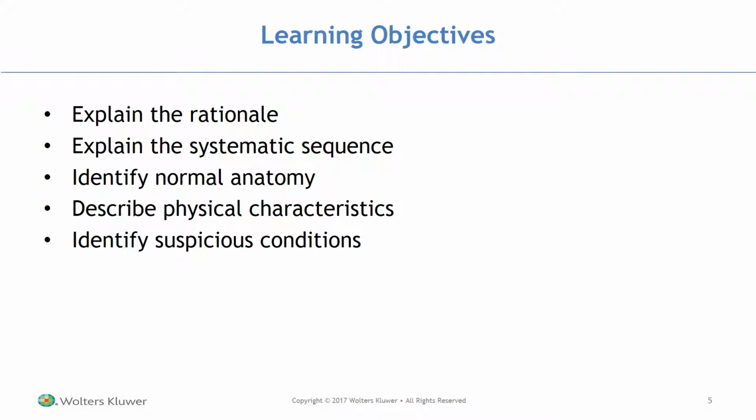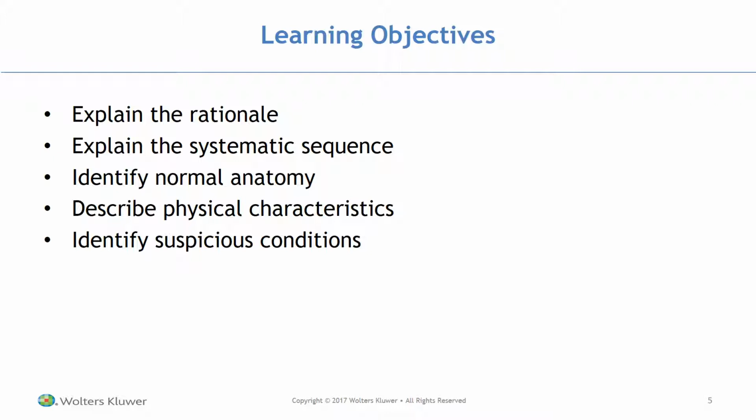All right, so after studying this chapter, you should be able to explain the rationale for the comprehensive extra and intraoral examination, explain the systemic sequence for the EO-IO exam, identify normal, hard, and soft tissue anatomy of the head, neck, and oral cavity, and then describe and document physical characteristics such as the size, shape, texture, consistency, and the morphological, the shape, right? So the morphological categories such as elevated, flat, depressed lesions for any notable findings.